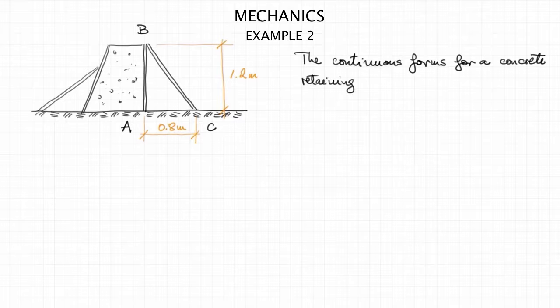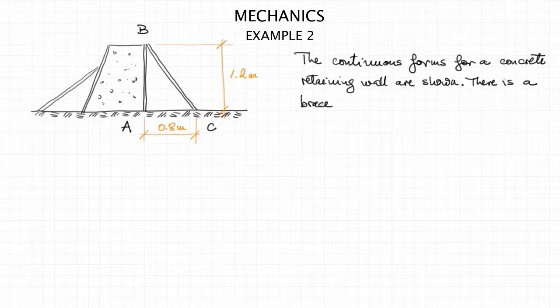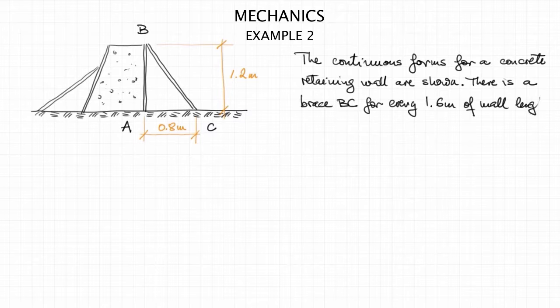Now the braces BC are spaced at 1.6 meters perpendicular to the screen or to the page. So there is one brace at every 1.6 meters into the page and also at 1.6 meters out of the page along the length of the wall, which is again perpendicular to the page.